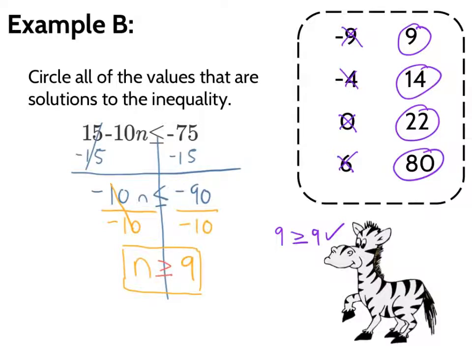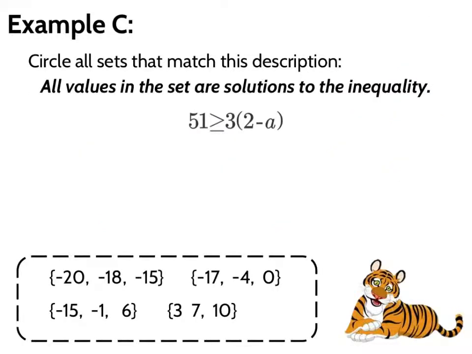Now let's take a look at example C. Here at example C, things are a little bit different. It says circle all the sets that match this description. So we have to have sets in this case. And it says all values in the set are solutions to the inequality. So again, when we have sets, we have to make sure that all of the numbers in the set are solutions. We can't just have some in and some out. All have to be solutions.